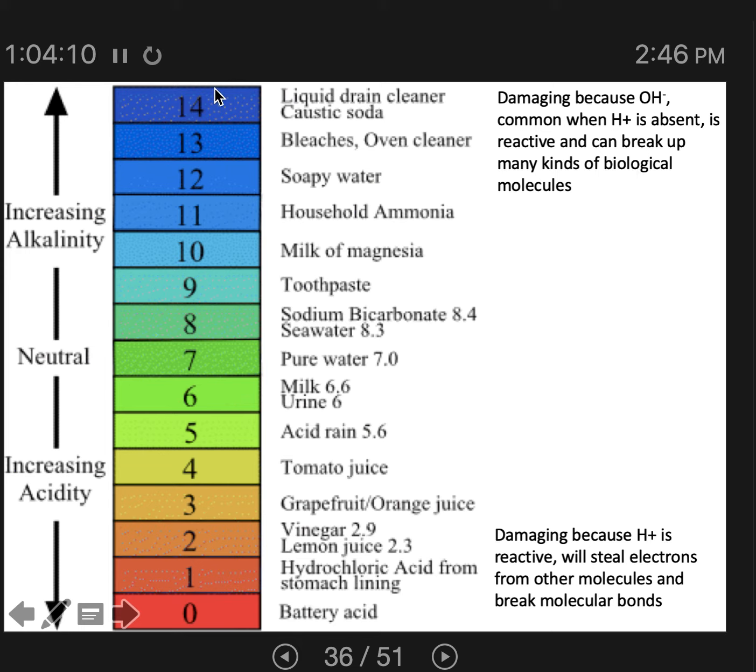So it's not the absence of hydronium ions that's damaging about bases, it's the increase in hydroxyl ions. So bases or alkalines are damaging because hydroxyl ions are common when hydronium ions are absent, and hydroxyl ions are reactive and can break up many kinds of biological molecules as well. Okay, OH minus is reactive, H plus is reactive.